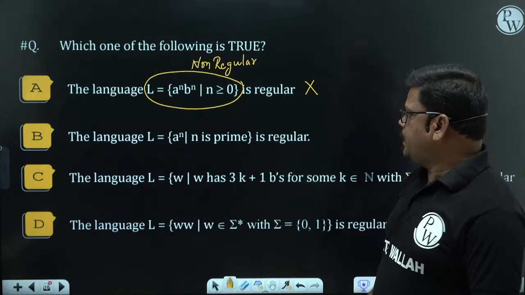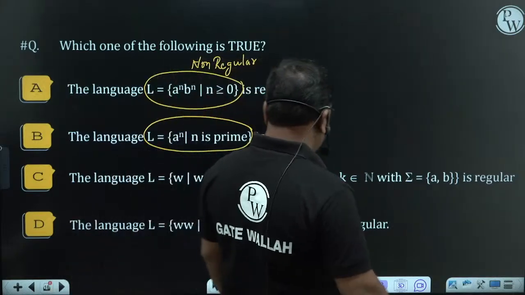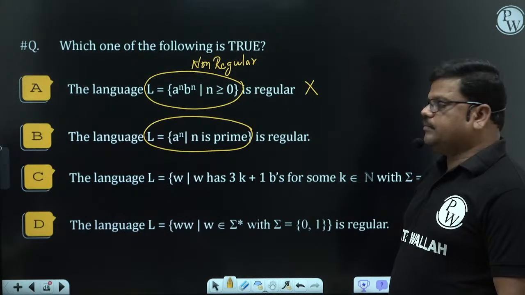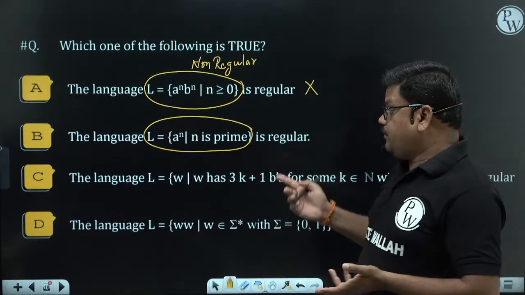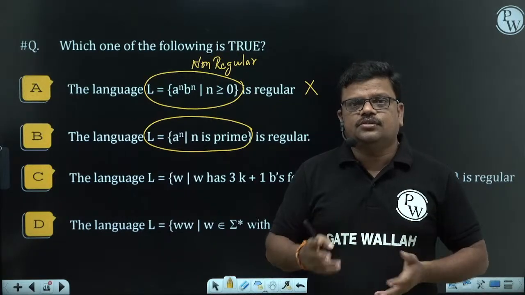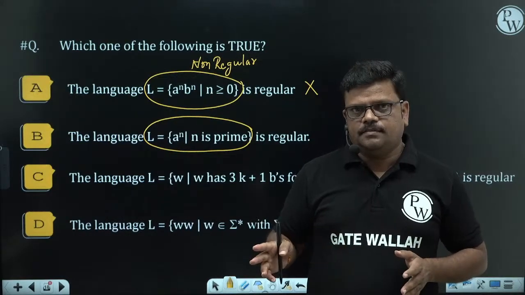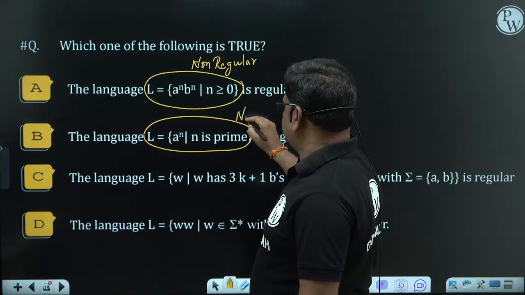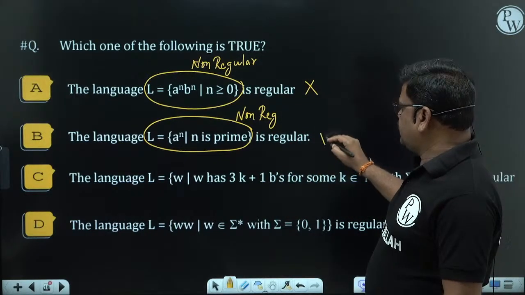What about the second one? All these are known languages for us. From yesterday onwards, we are studying these types of languages. A power n, n is prime. And whenever n is prime, Kleene closure is also not there. Whenever n is prime, that too the language is formed over one symbol. Whenever a language is formed over one symbol, what is the way of detecting regular, non-regular? Clearly it is based on common difference. So in prime numbers, any common difference? No. So this is non-regular. But what is given here? Regular. So this is also false.